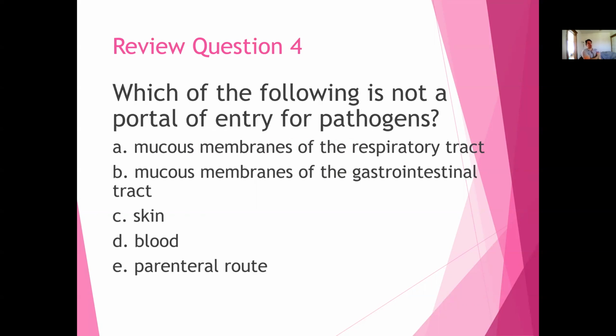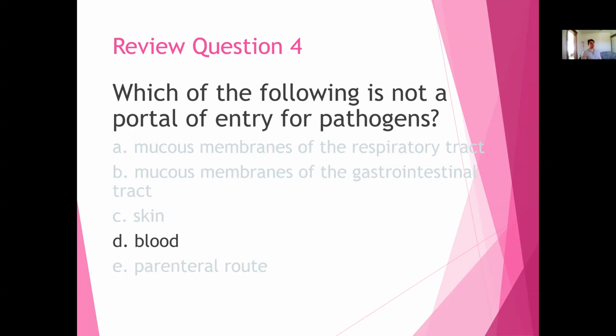Now a little multiple choice one to finish off here. Which of the following is not a portal of entry for pathogens? The mucous membranes of the respiratory tract, the mucous membranes of the gastrointestinal tract, the skin, the blood, or the parenteral route? Which one is not a portal of entry for pathogens? I'll give you guys 5 seconds again. If you need some more time, feel free to pause the video. The answer here is, of course, blood.